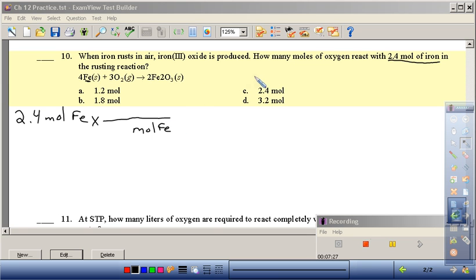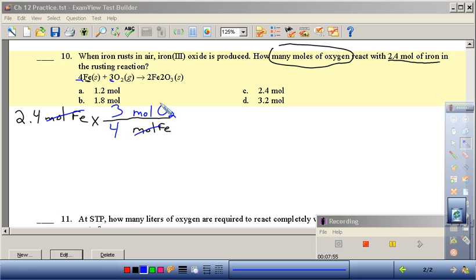On the top, what am I changing it to? Well, I'm looking for how many moles of oxygen. So moles of oxygen. I'm going to change one chemical to another. What's my ratio? Well, O2, there's 3 O2s. Fe, there's 4 of those. So it's a 3 to 4 ratio.